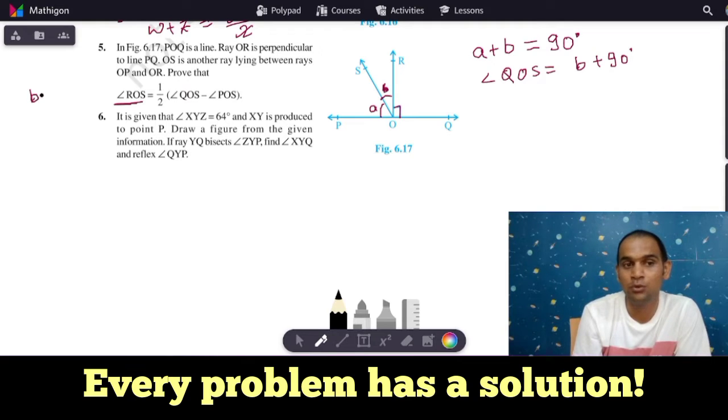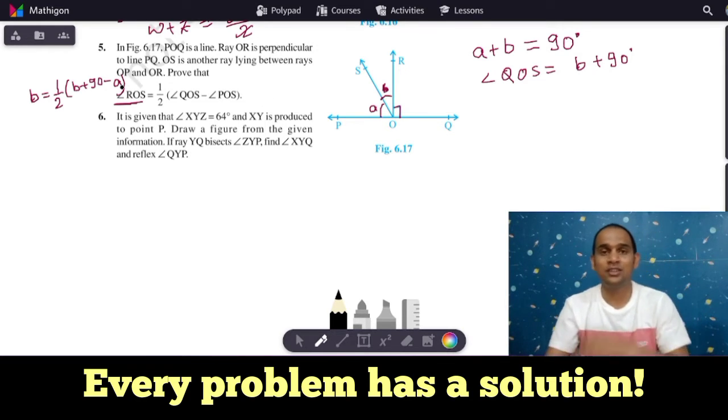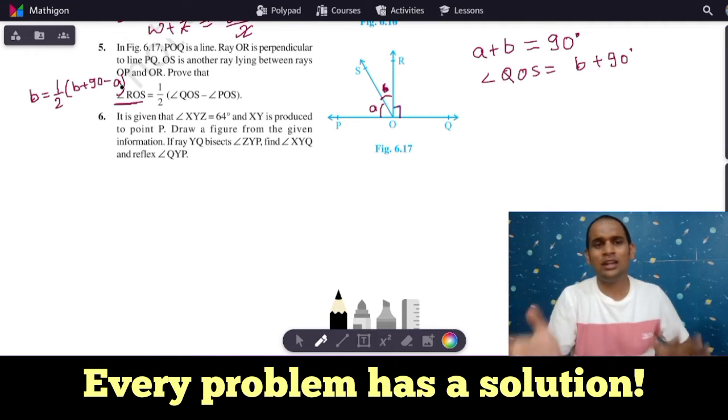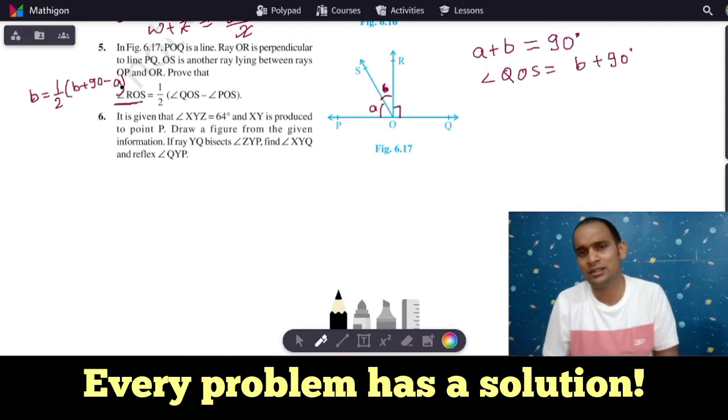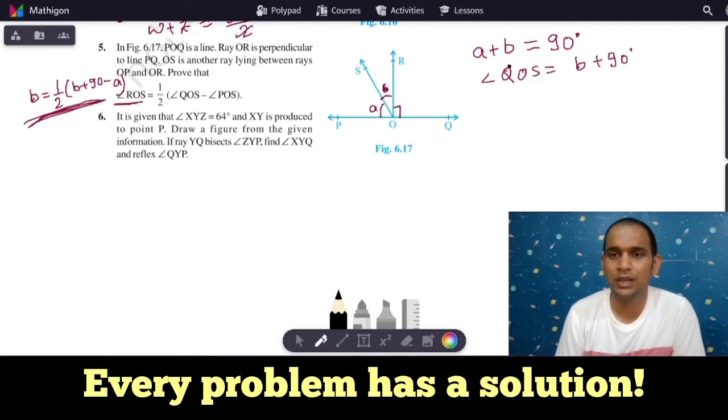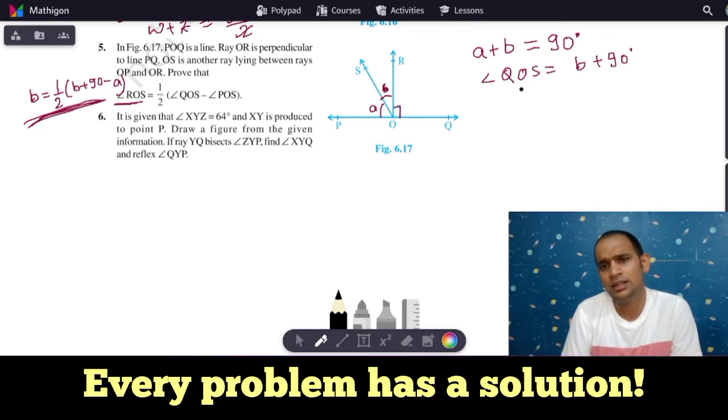So what we have to prove is a relation between B and half of QOX. As you can see, we have B plus 90 minus POS. POS is A. Whenever you find such proof problems, one of the easiest methods is to name the angle so that you don't have to write it again and again. Wherever the equal angles are there, you can write the same measurement. Take the variables. As you can observe, we have these two equations. So I will write it in a slightly different manner.